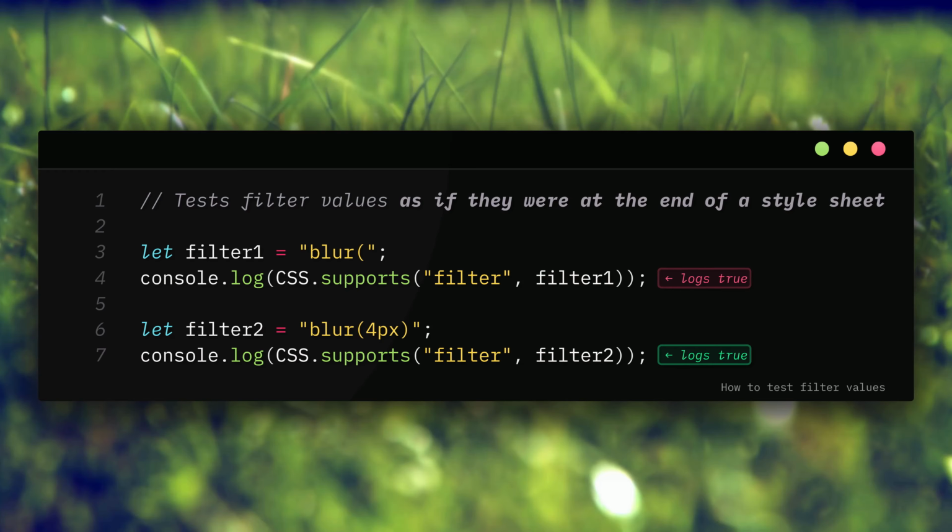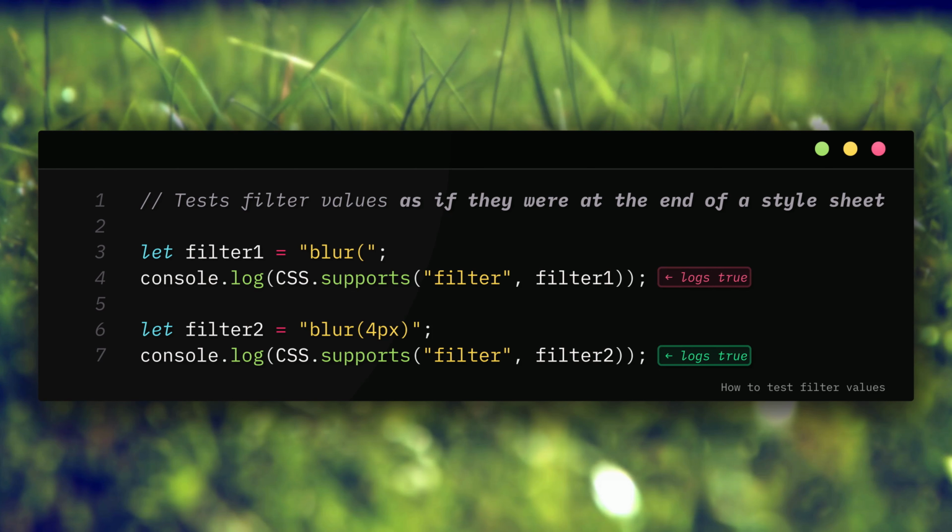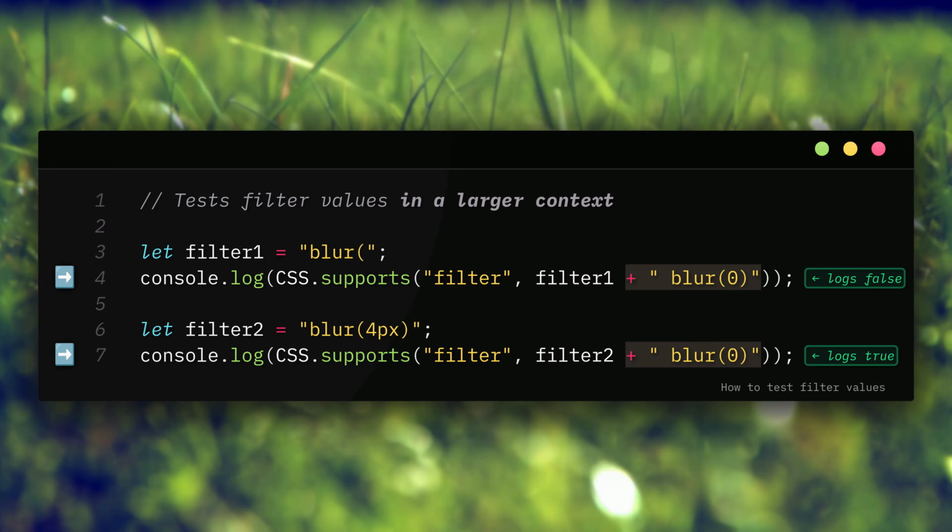So, final thing, the workaround. This is actually rather simple. Just take another filter function and add it after the filter function you actually want to test for. This works because we don't really care about the visual effect of this filter syntax. We just want to verify that every part of the value is supported and syntactically correct. The second function is just there to make sure that the first function actually causes breakage if it's invalid, if the parentheses aren't all closed.